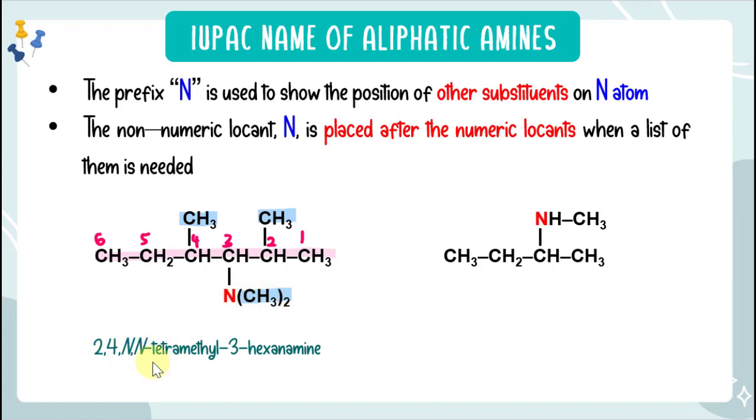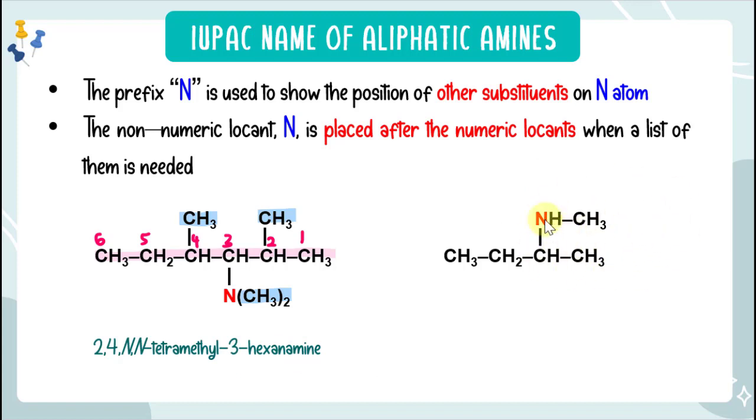Okay, so since we have 4 methyl groups, use the prefix tetra. Tetra is for 4 of the same substituent. So we have tetramethyl, and then the amino group is placed on the third carbon on our longest carbon chain. So 3-hexanamine. Hex because we have a 6-carbon longest chain. So the IUPAC name for this compound is 2,4,N,N-tetramethyl-3-hexanamine.